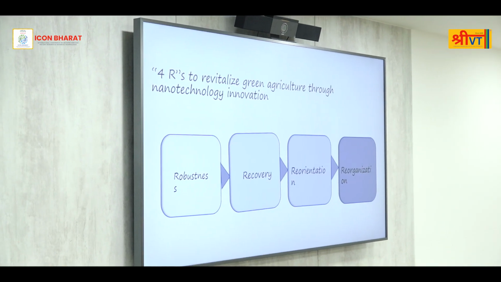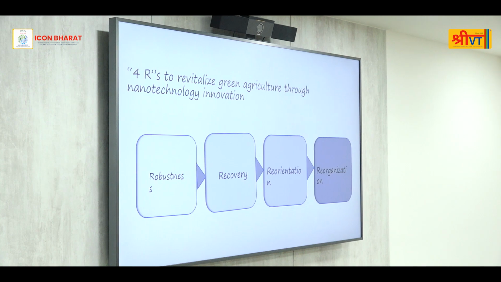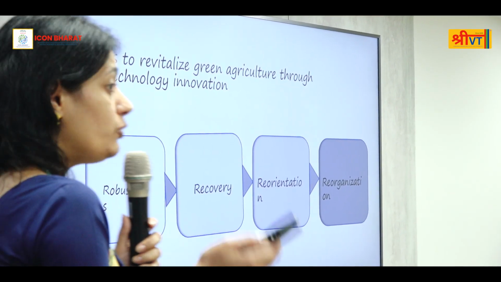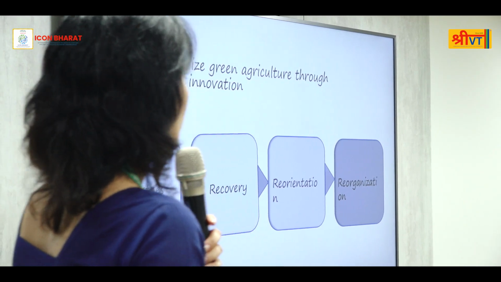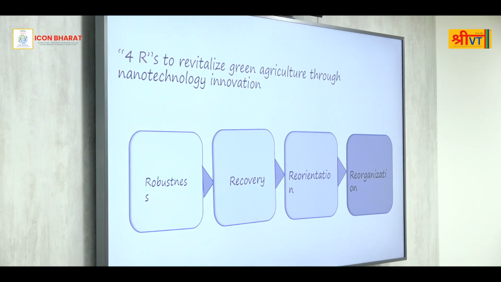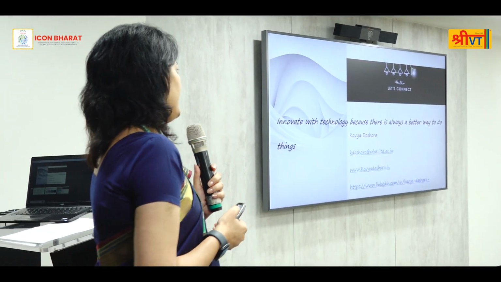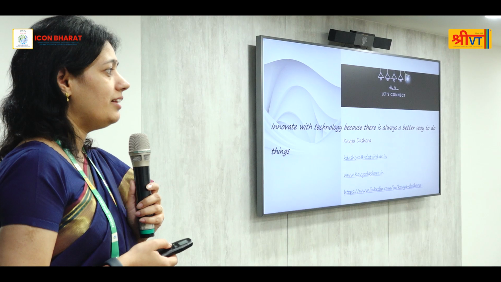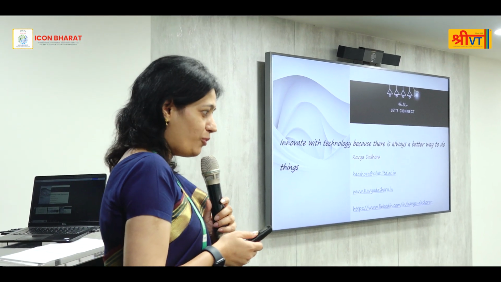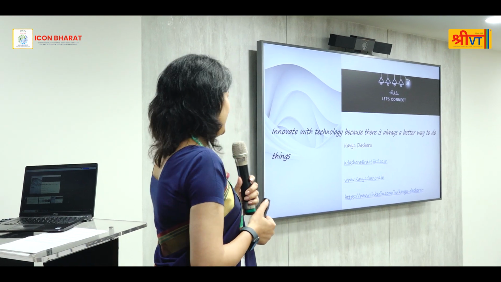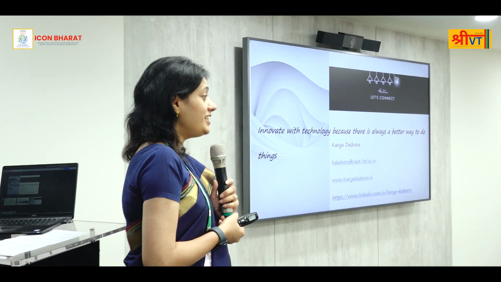And the 4 R's to make any green revolution technology more sustainable are robustness, it should be very robust, it should be recovered, and reorientation and reorganization. So we tried to achieve all 4 in our experiment, and that was it. The tea is safer than before, and I'm still alive, so nobody died drinking that tea. Yeah, and I still drink tea.